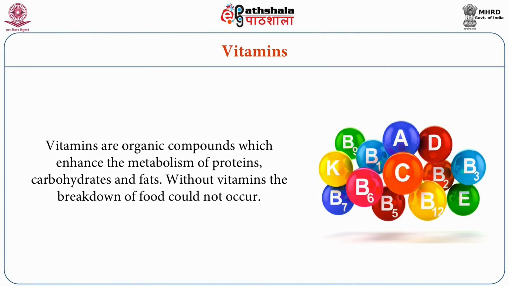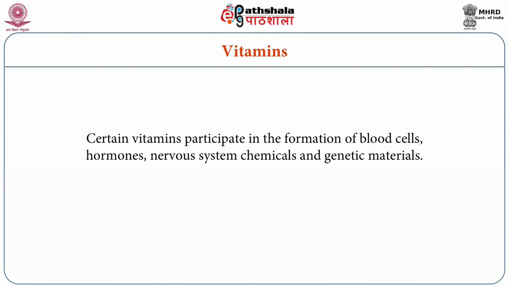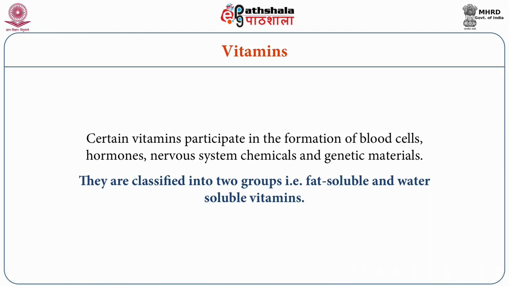These vitamins are organic compounds which always enhance the metabolism of proteins, carbohydrates as well as fats. Without vitamins, the breakdown of food cannot occur at all. And certain vitamins are much more important because they are essential in the formation of blood cells, nervous system chemicals, genetic materials, etc. And they are classified into two categories, that is fat soluble vitamins and water soluble vitamins.